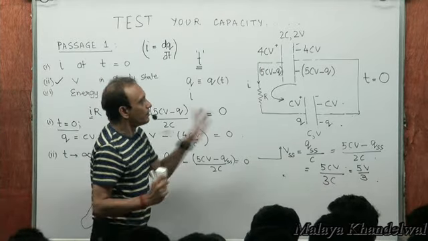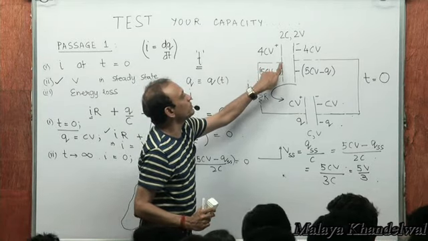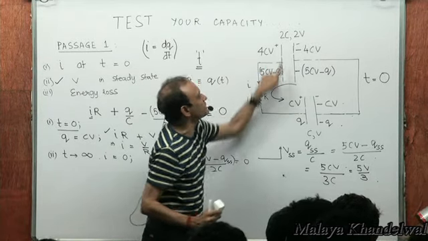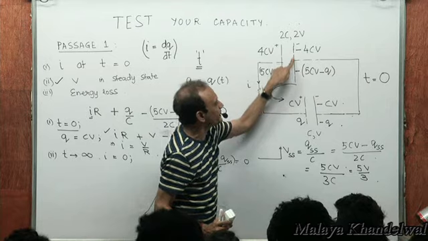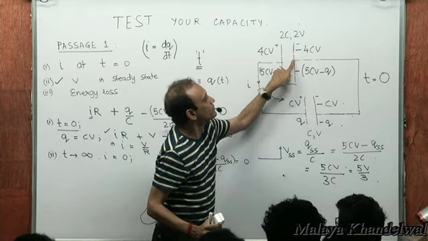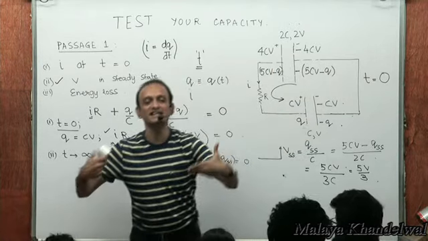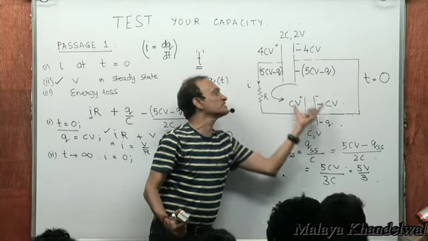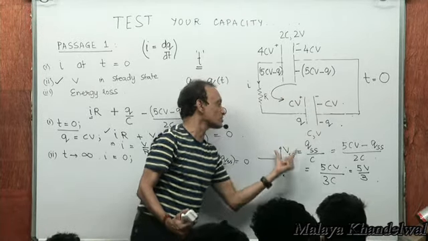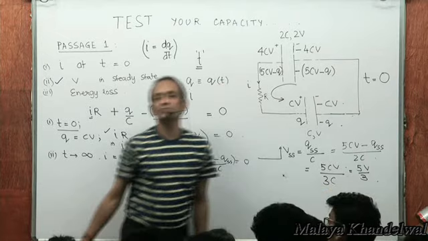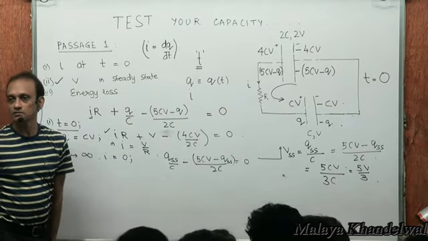Okay? And obviously you realize there'll be flow of charge from this plate to this plate till these two plates are equalized in potential. There'll be exchange of charge between these two plates till these potentials are equalized. That's when steady state is reached. That means the drop across this will eventually turn out to be the drop across this, and each will be 5V by 3. That's the steady state.